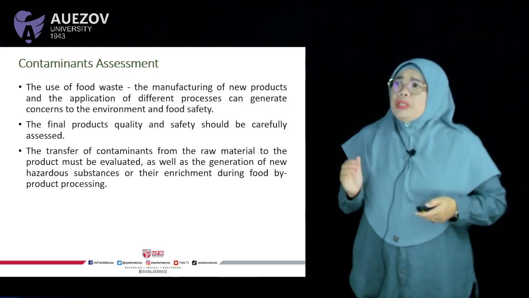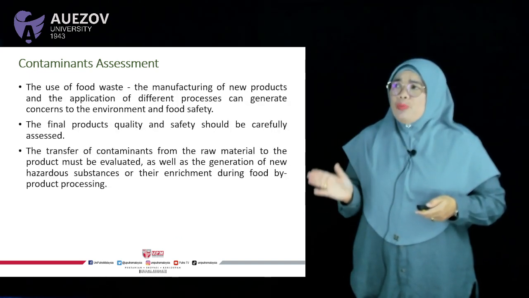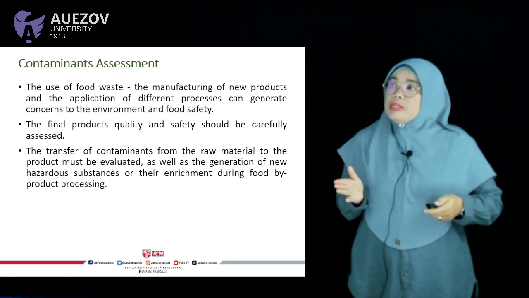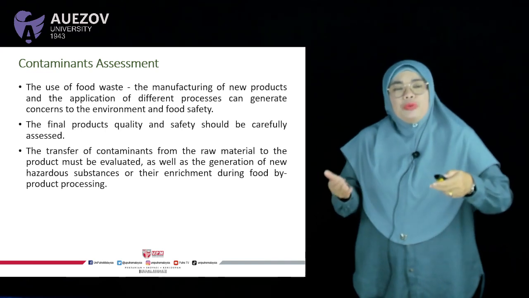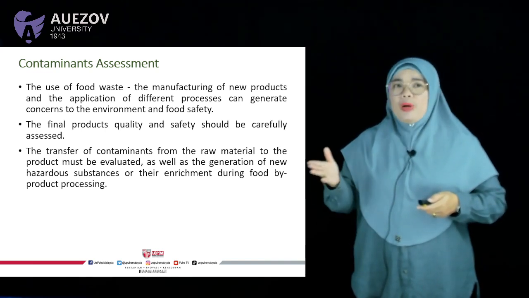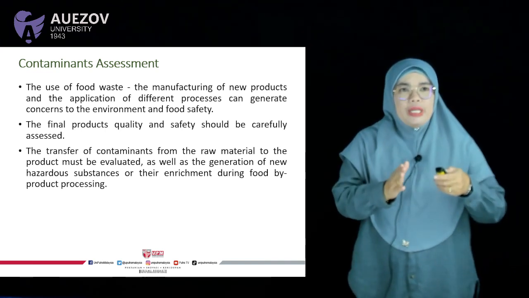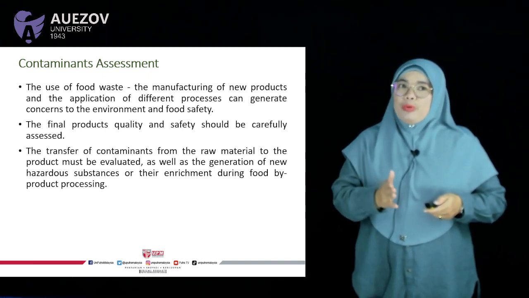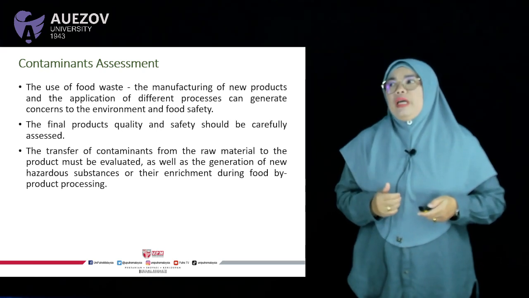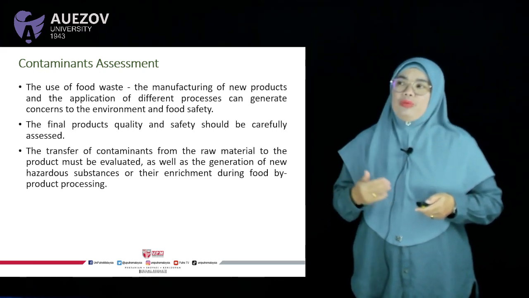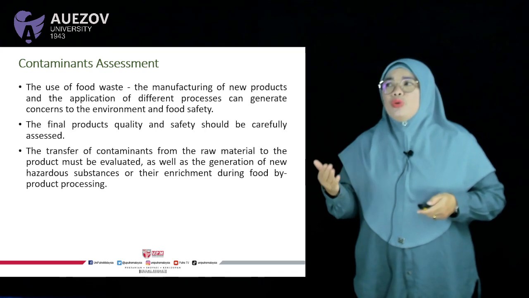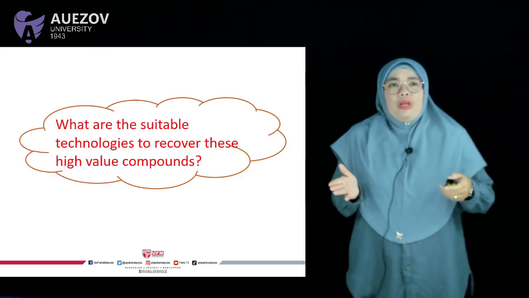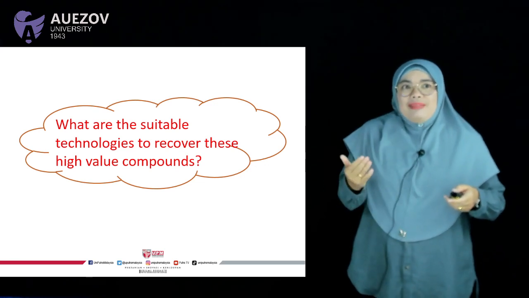So the use of food waste, the manufacturing of new products and the application of different processes can generate concern for the environment and also for food safety. The final product quality and safety should be carefully assessed. The transfer of contaminants from raw material to the product must be evaluated, as well as the generation of new hazardous substances or their enrichment during food product processing. Okay, so now we know that we need to assess the safety.